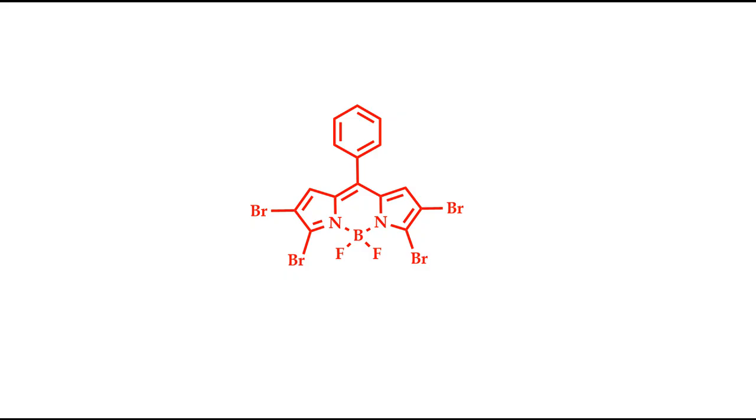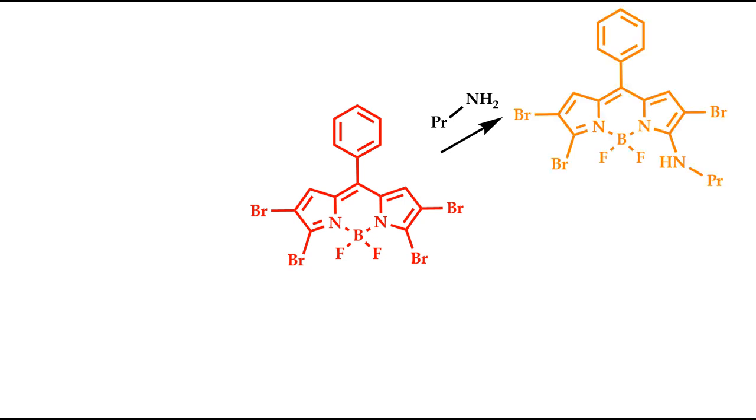So, what's happening chemically? The bromine atoms at the alpha position of the BODIPY core react with amines. For example, with a primary amine, a substitution reaction occurs, forming compounds that appear orange in visible light and under UV light. Secondary amines also undergo substitution reactions.